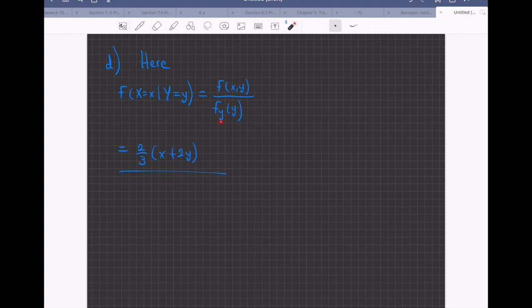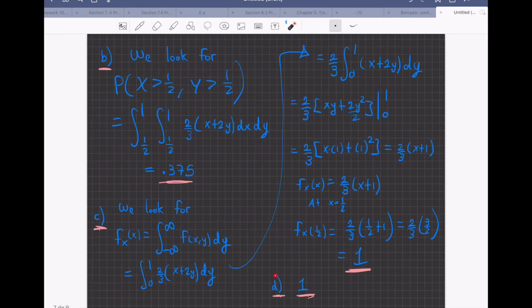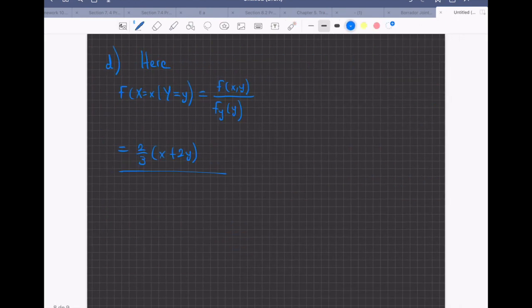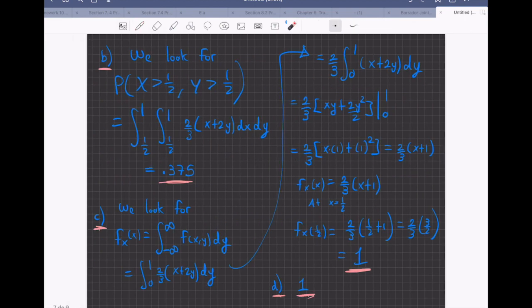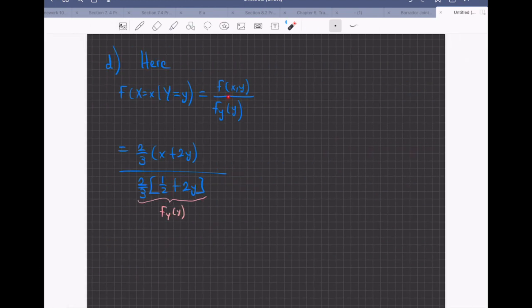Divided by the marginal density of y. The marginal density of y, you have to get it in part D as I did it to get the marginal density of x. But anyway, you are supposed to have this: 2/3 times 1/2 plus 2y. This is the marginal density of y. I didn't do the computations here. You are supposed to get it, okay? But you're supposed to get this answer. But we need it here because we need to divide this by this.